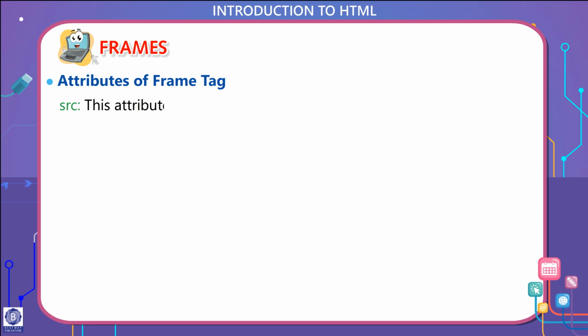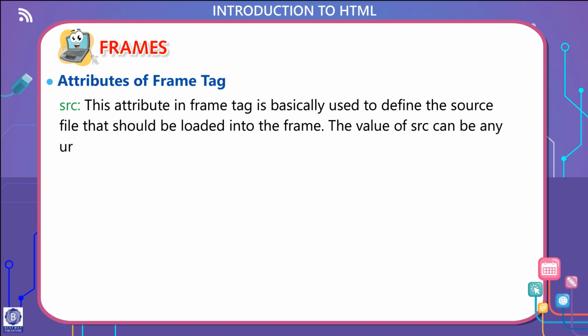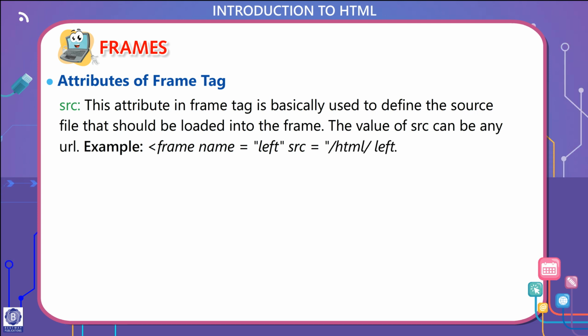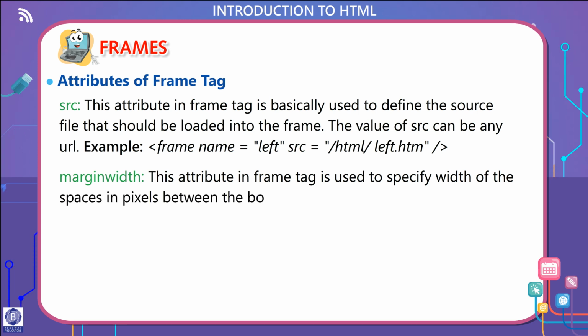src: this attribute in the frame tag is used to define the source file that should be loaded into the frame. The value of src can be any URL. Example, frame name="left" src="/html/left.htm" /. Marginwidth: this attribute in the frame tag is used to specify the width of the spaces in pixels between the border and contents of the left and right frame.